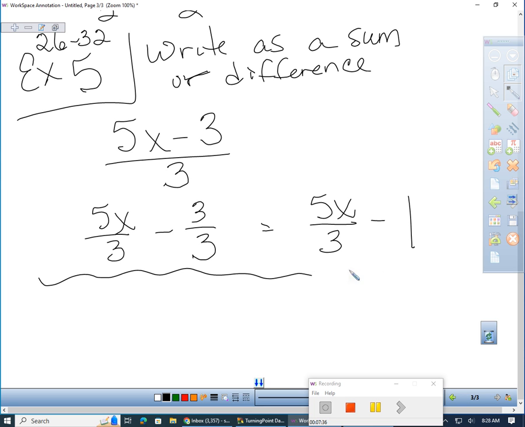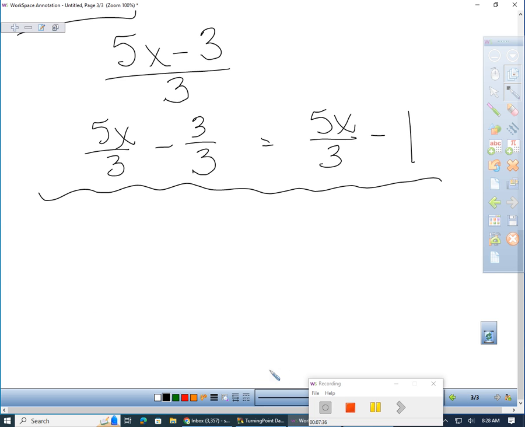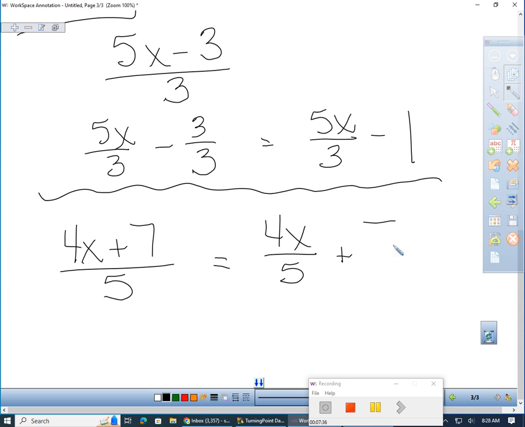Let's do one more. Let's say I have 4x plus 7 over 5. So again, we have to distribute that 5 denominator to both pieces. So the very first thing we're going to write is 4x over 5 plus 7 over 5. Can I reduce either of those fractions? Nope, so we're done. Not too bad? Okay.